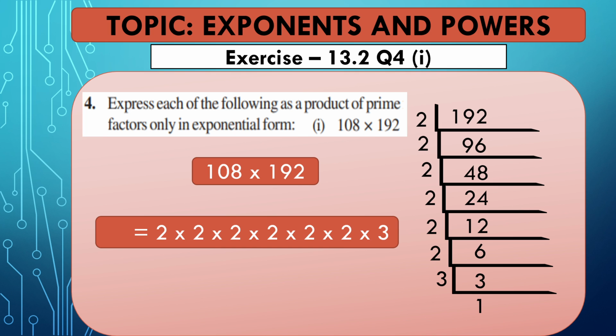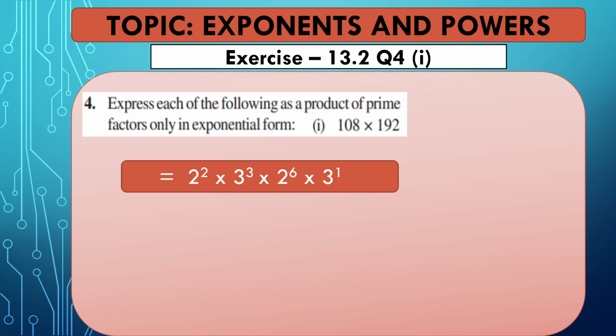Write down all the prime factors: 2 into 2 into 2 into 2 into 2 into 2, then into 3. How many times is 2 multiplied? 6 times. So in exponential form, it is 2 to the power of 6. How many times is 3 multiplied? It is written only once, so you will write 3 to the power of 1. 2 power 6 into 3 power 1.